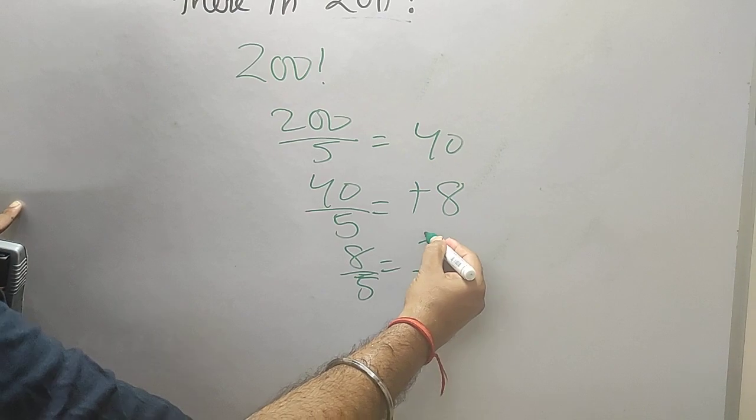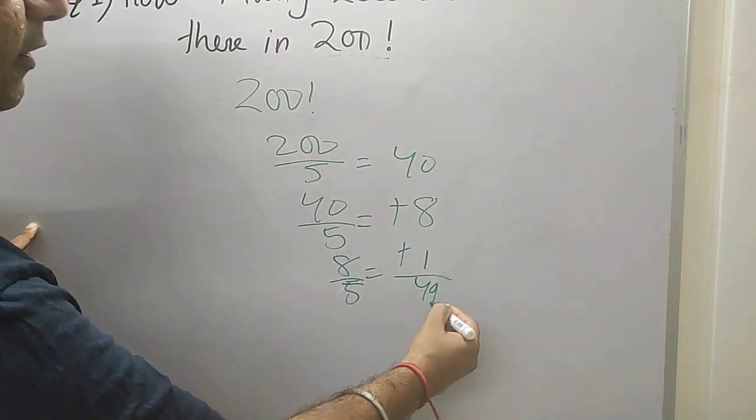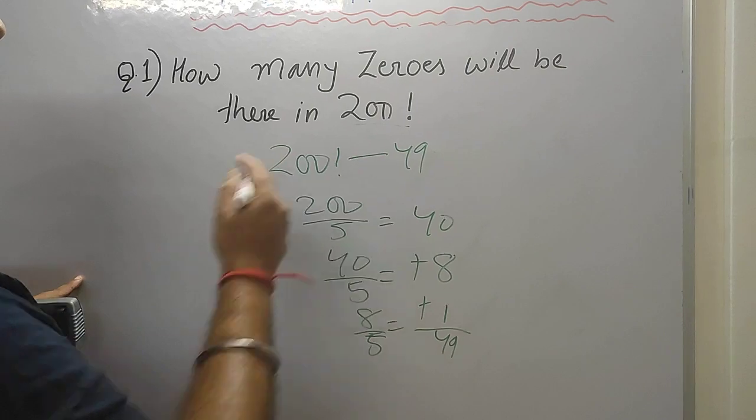So add up all these things: 40 plus 8, 48, plus 1, 49. So totally there will be 49 zeros in 200 factorial.